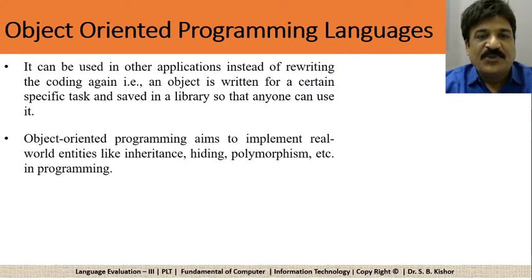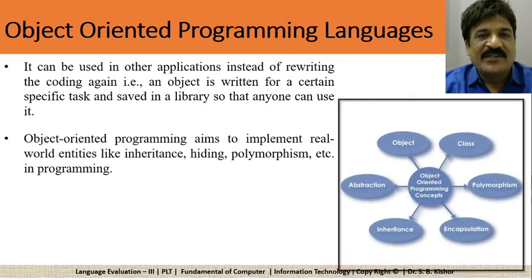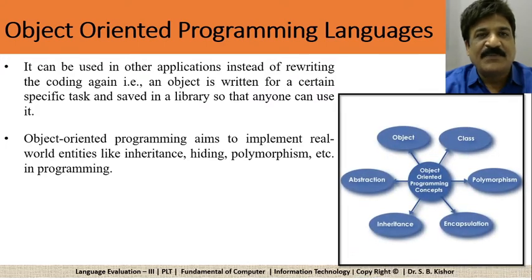Object-oriented programming aims to implement real-world entities like inheritance. Just as we have seen, shape is a base class. Then you may create subclasses like circle, rectangle, parallelogram. So it means you are able to inherit them. You may hide certain data members. Then you are able to perform polymorphism, meaning performing many actions by means of a concept like function overloading.